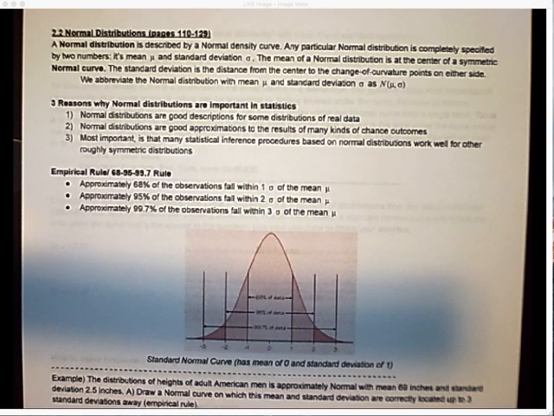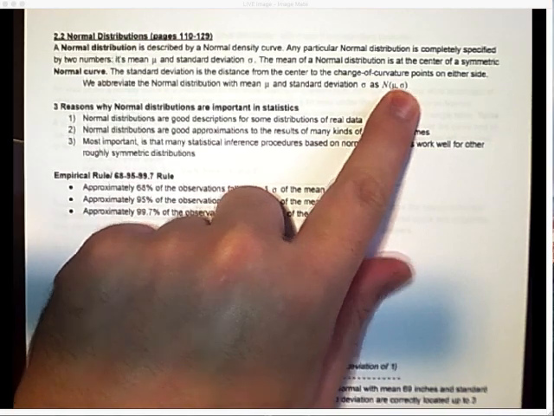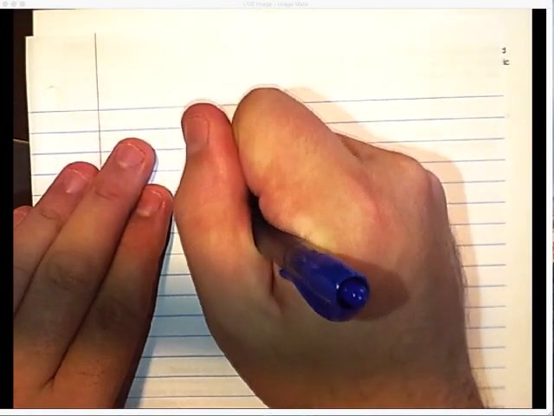The mean of a normal distribution is at the center of a symmetric normal curve. The standard deviation is the distance from the center to the change of curvature points on either side. We abbreviate the normal distribution with mean mu and standard deviation sigma as N. N stands for normal, and then we give the values of the mean and the standard deviation. So let me give you an example of a distribution that we know is normally distributed.